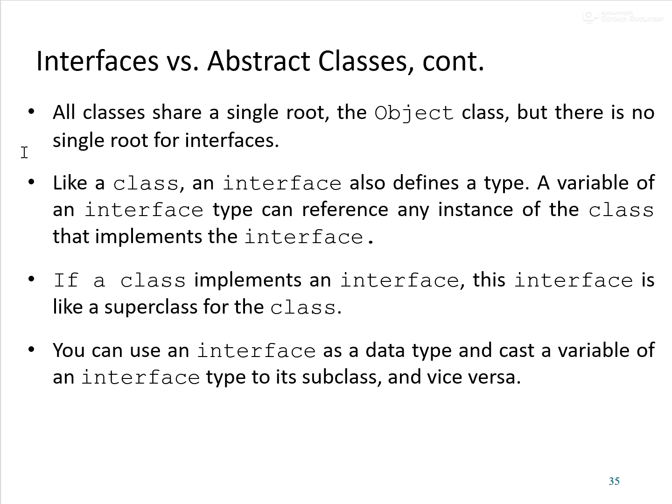So all classes share a single root, the object class, but there's no single root for interfaces. Like a class, an interface also defines a type. We haven't seen that, but a variable of an interface type can reference any instance of the class that implements the interface. If a class implements an interface, the interface becomes kind of like a superclass for that class. And you can use an interface as a data type.